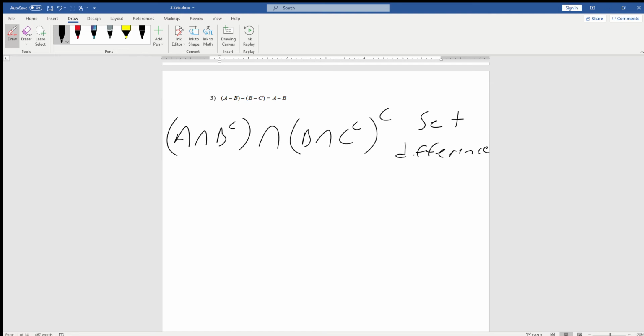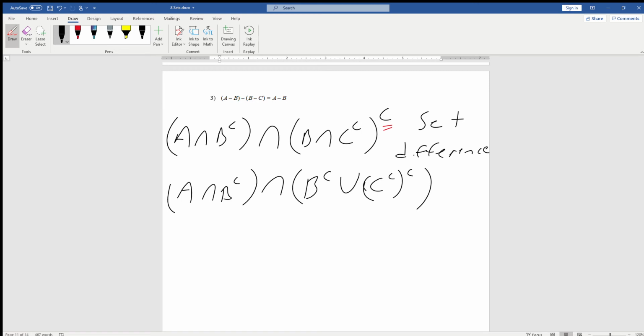Now, we always want to use set difference, and then probably the next thing we want to try to utilize is De Morgan's property. If you ever have a complement on the outside of parentheses, De Morgan's law is probably going to be very helpful. So we keep A intersect B complement intersect B complement. With De Morgan's, you flip the quantifier over, and we have C complement complement. I'll just write it under here: that is De Morgan's law.